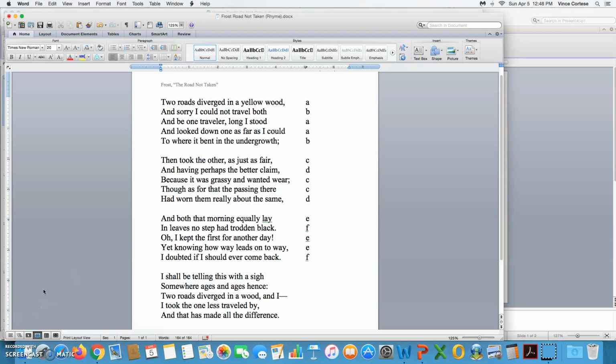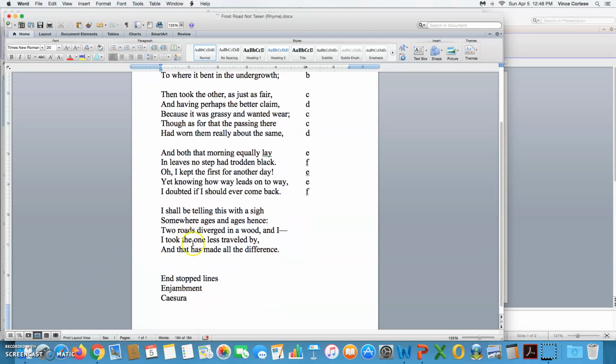Something else I wanted to point out while I've got Frost's poem up has to do with the way we read poetry, and it ties in a little bit with the rhythm of poems as well. And it has to do with end-stopped lines versus end-jammed lines.